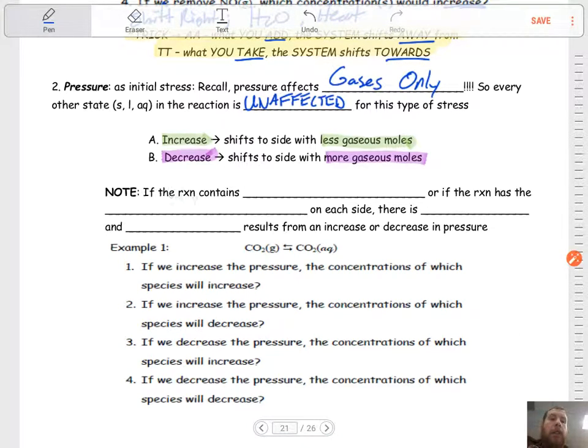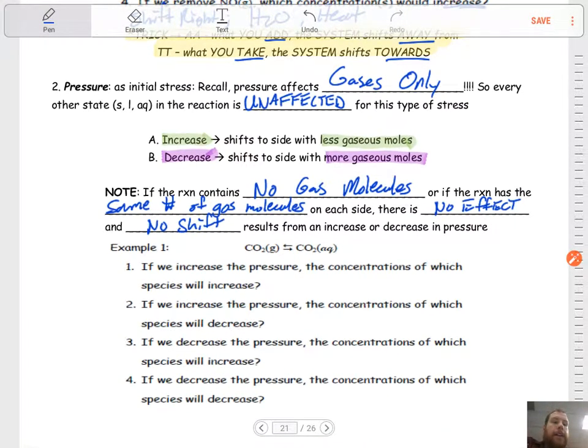So know if the reaction contains no gas molecules, or if the reaction has the same number of gas molecules on each side, there is no effect, okay, and no shift. So it makes your work really easy if you have that case, all right? So let's jump into some examples here together. So we've got gas on the left and aqueous on the right. So remember that, okay? Remember, hey, I've got only one gas.